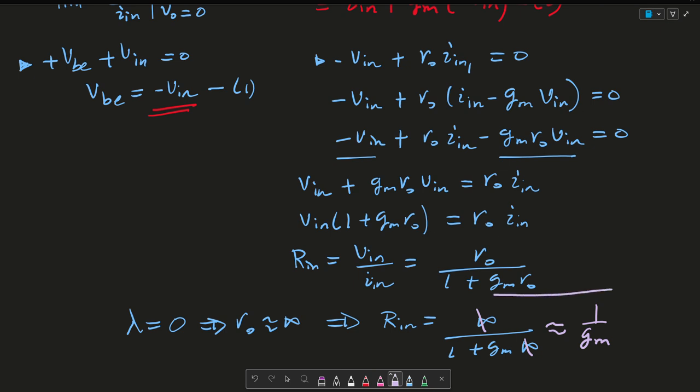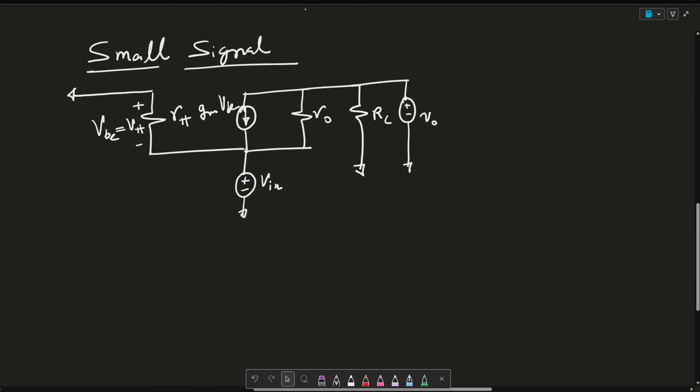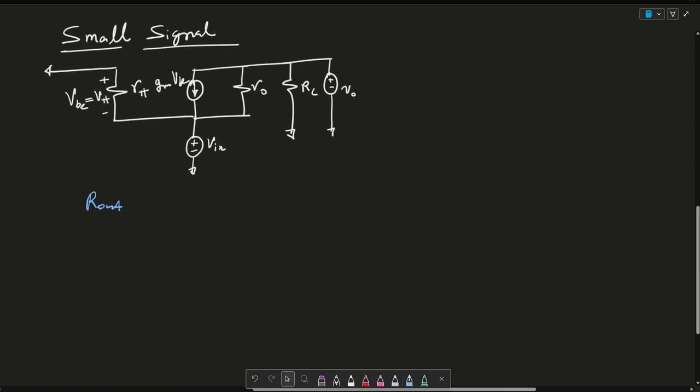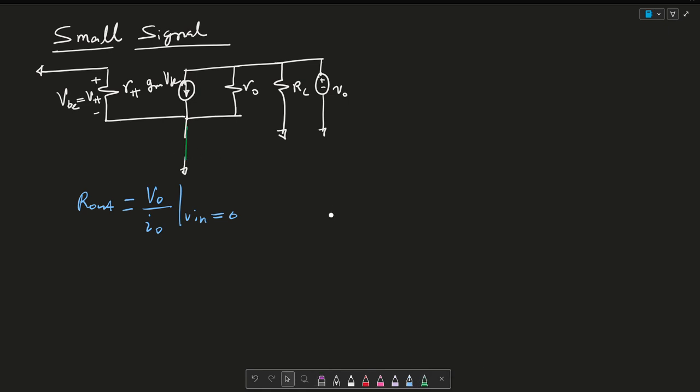All right, so I hope this makes sense. And this is how you get the Rin, or the input resistance of a common base amplifier. So let's go ahead and move on to the output resistance. And similar to the input resistance, we know that for the R out, let me zoom out a bit. For the R out, this is V out over I out when V in is equals to 0. So what we can do is we can consider that this goes out of the picture and it just gets shorted to ground.